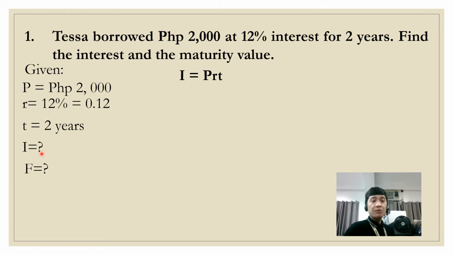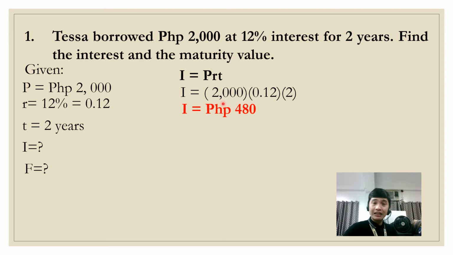We all know a while ago that our formula in getting the interest is equal to P multiplied by R times T. So substituting our P, our R, and then our T in our formula, we have now I equals 2,000 multiplied by 0.12 multiplied by 2. Ang resulta, pagka kinompute natin yan, our interest is 480 pesos. Therefore, yung 2,000 pesos na hiniram ni Tessa, considering the 12% interest for 2 years, kikita yon ng 480 pesos. May interest na 480. Ngayon, nasagot na natin yung unang tanong.